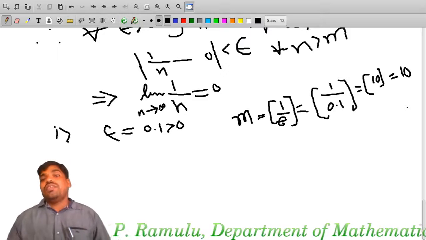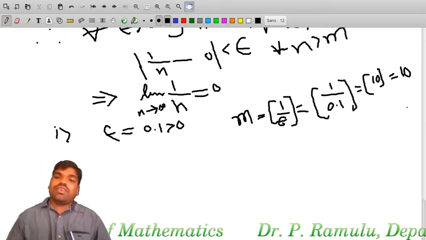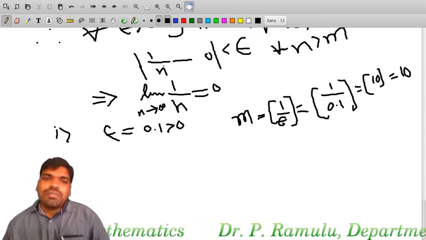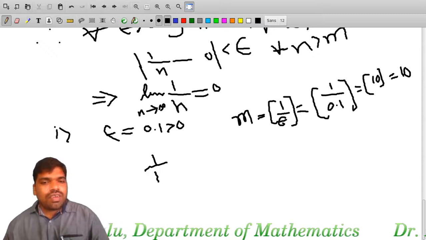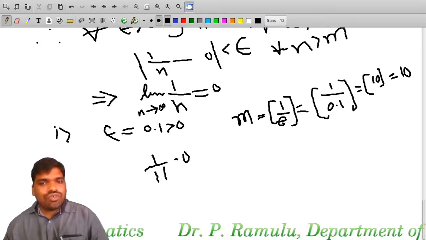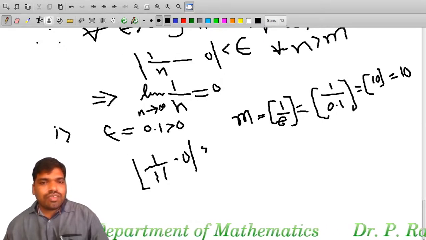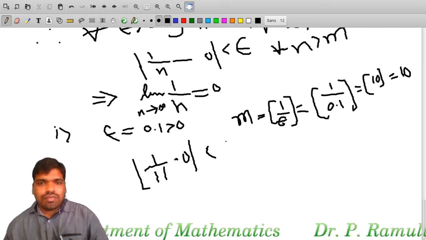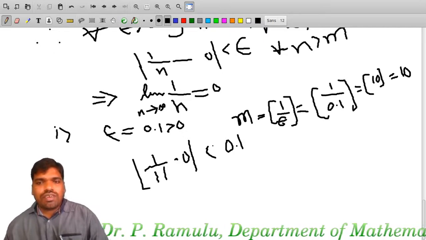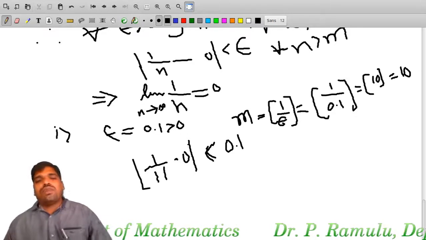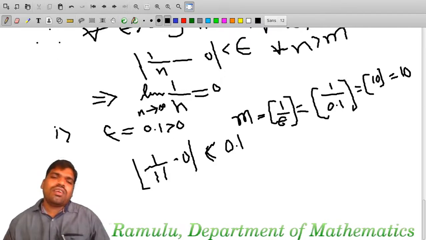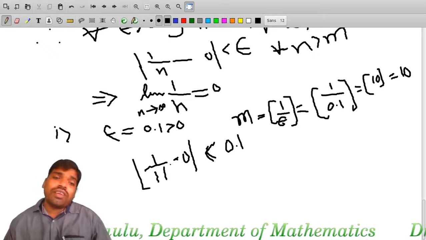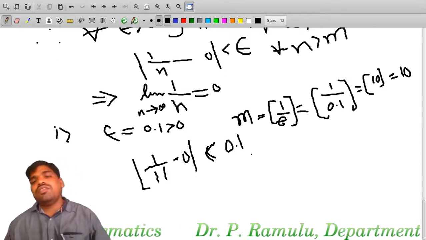So, therefore, the integral part is what happened? Z only here. m is equal to 10, m belongs to Z plus. Here, after n greater than m, the difference between 1 by n, 1 by 11 minus 0, you can take that, is less than 0.1. You can observe clearly, 1 by 11 is nothing but some point, 0.09 or 0.08, like this. That means this is less than 0.1.